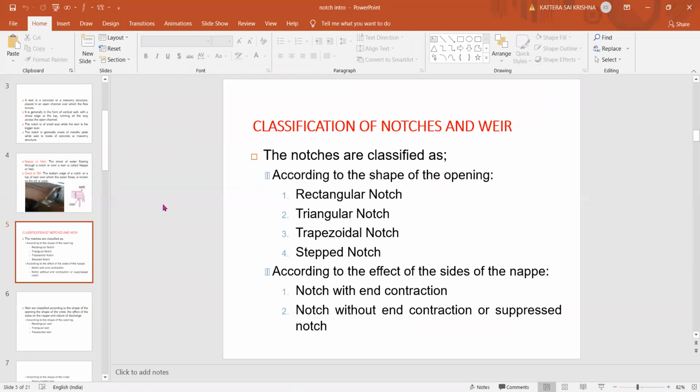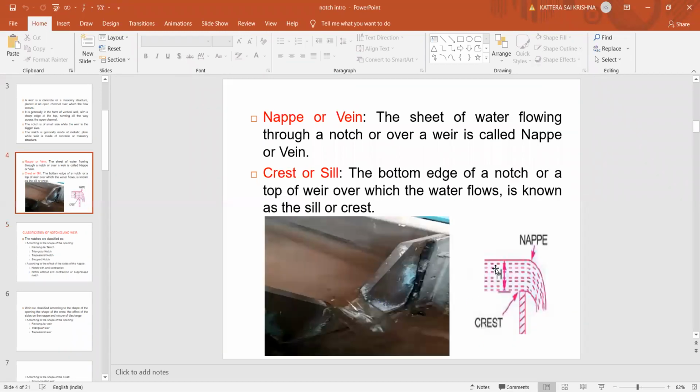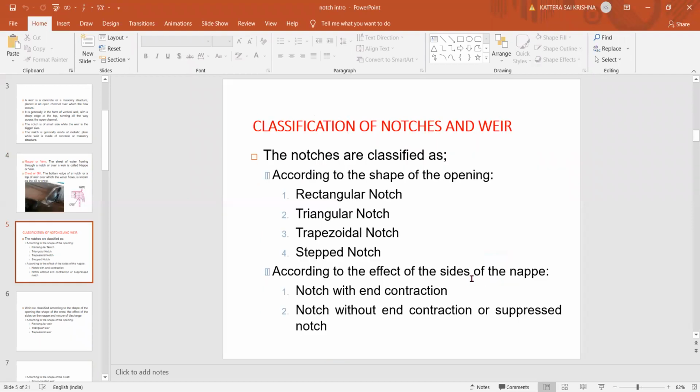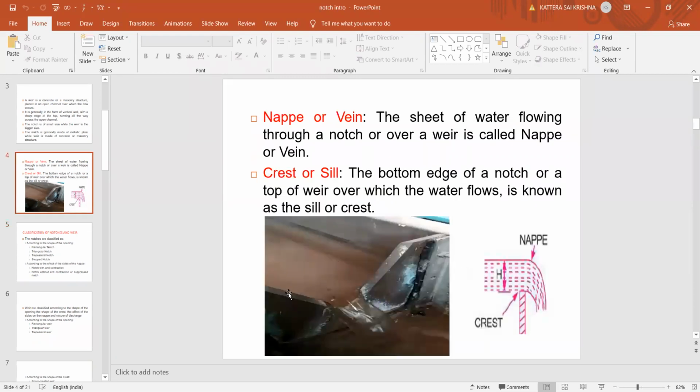Classification of notches and weirs. There are several types of notches, and they are classified depending upon the shape and depending upon the effect of the nappe, the transparent sheet, which I always call the nappe. Notches are classified according to the shape of the opening. If it is a rectangular opening, it is called a rectangular notch. If it is a triangular opening, as I have shown here, it is called a triangular notch. The opening is of triangle shape.